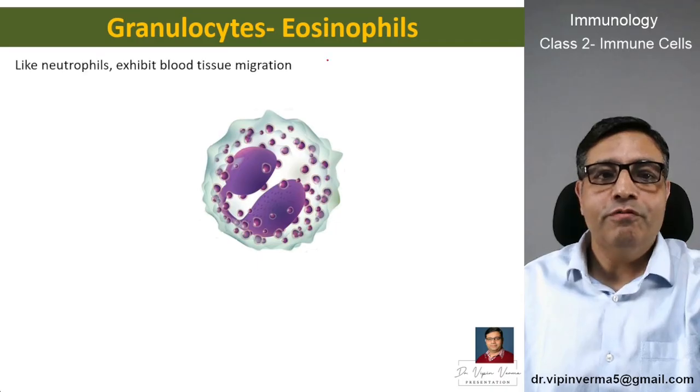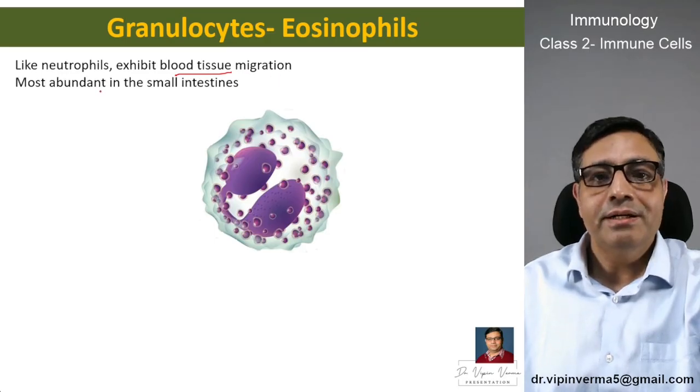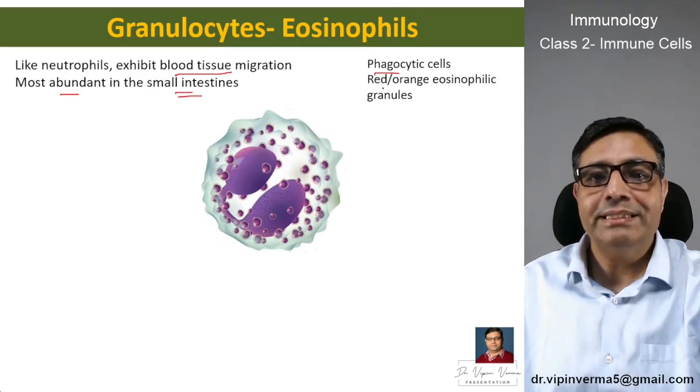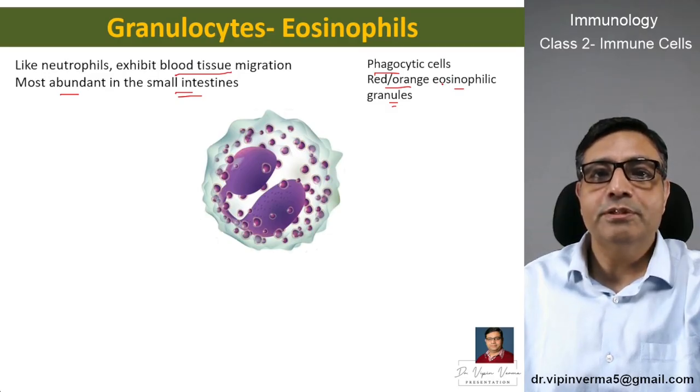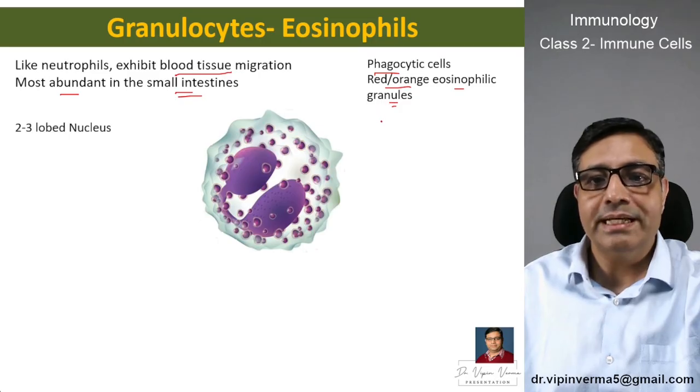Now we are coming to the eosinophils, and like neutrophils, they exhibit blood tissue migration. So they are released in blood and they can migrate into the tissue, and they are the most abundant in the small intestine. Remember, eosinophils are most abundant in the small intestine. They are also phagocytic cells, and they have red and orange eosinophilic granules because they take up the eosin dye. So earlier they were called eosins because they took up the eosin dye, and these granules are the eosinophilic granules. They take up the eosin dye.